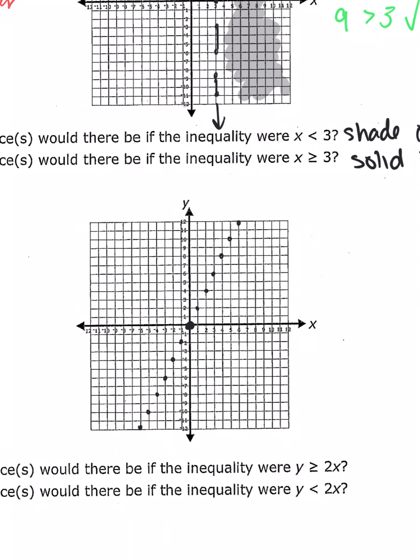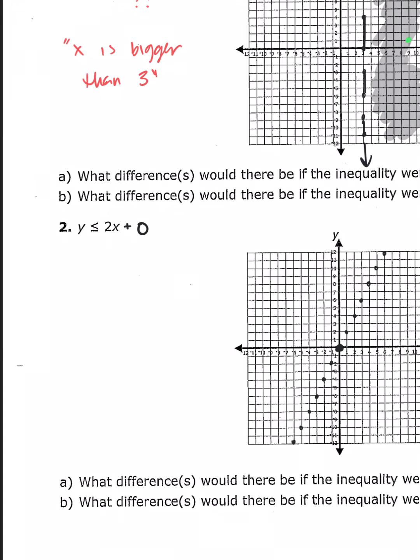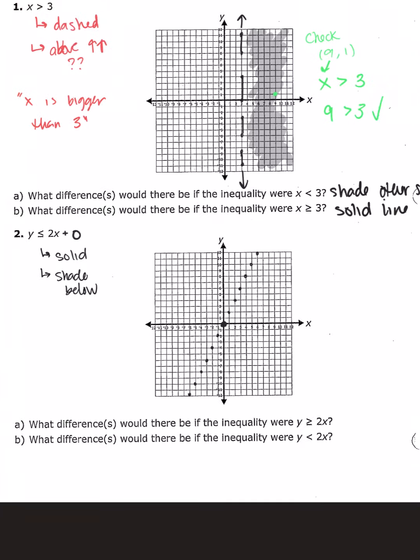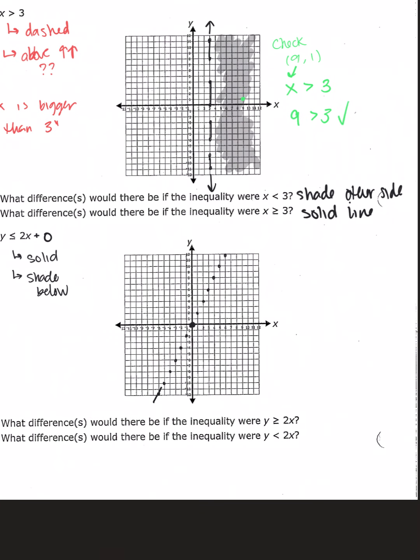And now I have to do the important parts. Is this going to be a solid line or a dashed line? Because it could be equal to, this is going to be a solid line. And it says it's less than, so I have to shade below the line. So I'm going to connect all my points for a solid line here. Because it is less than, I am shading below the line.